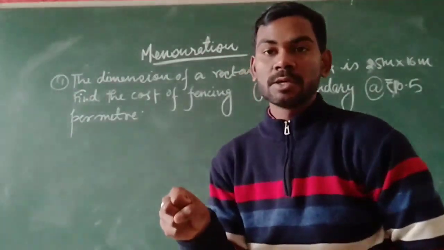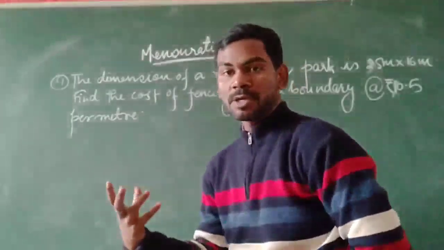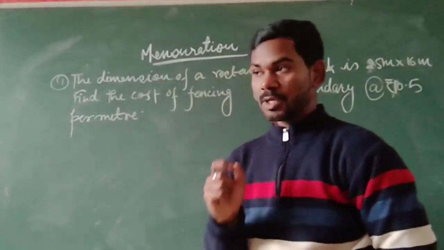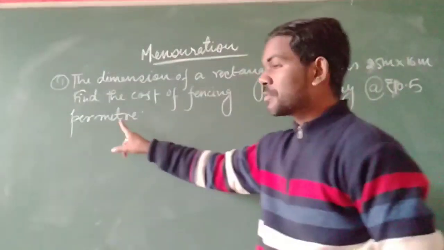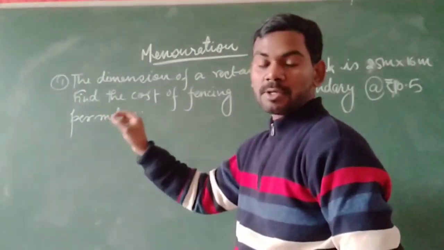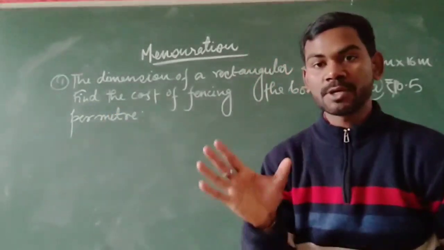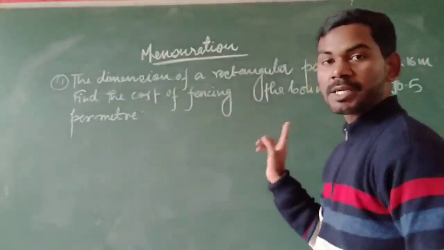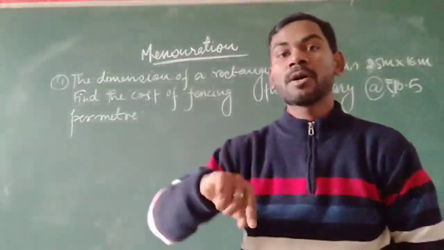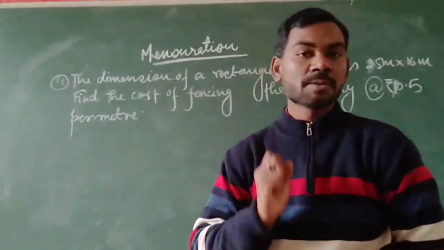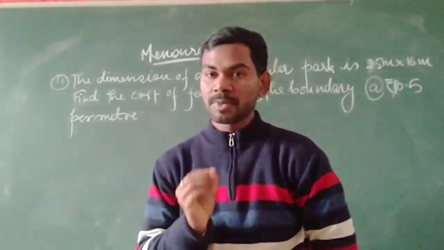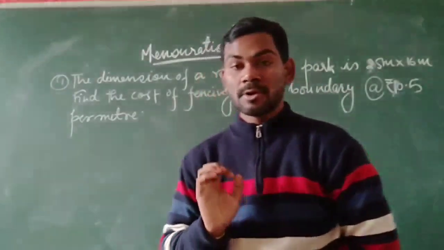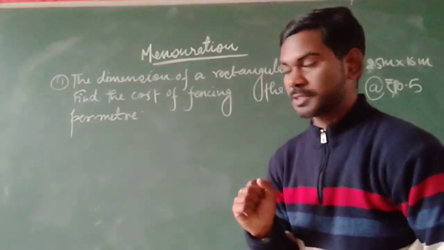How do we predict whether we have to find perimeter or area? If the rate is given in the form of meter, then we have to find out perimeter. If the rate is given in the form of square meter, then we have to find the area. So I hope such type of problem is clear. Now let us solve the question.